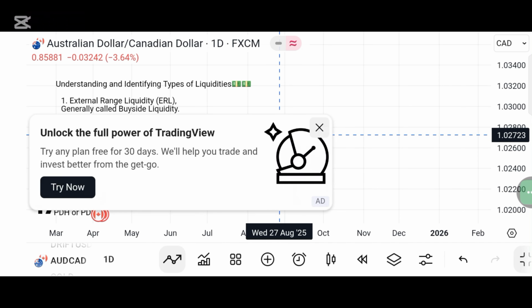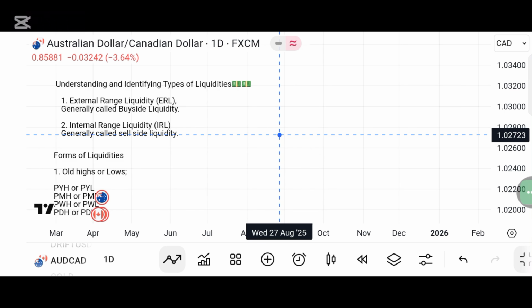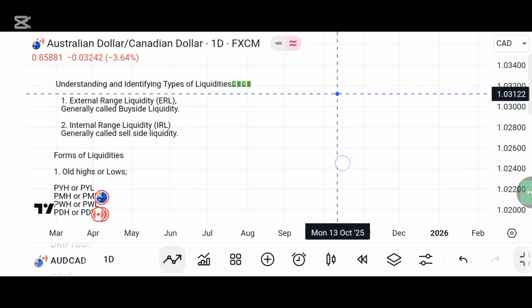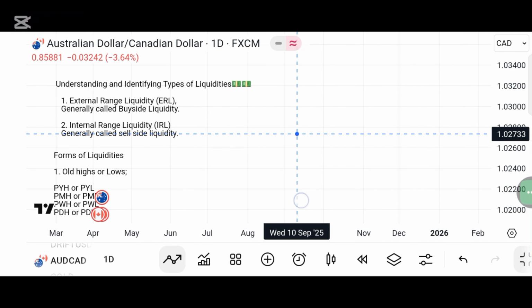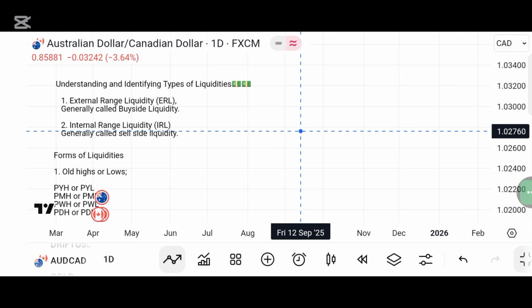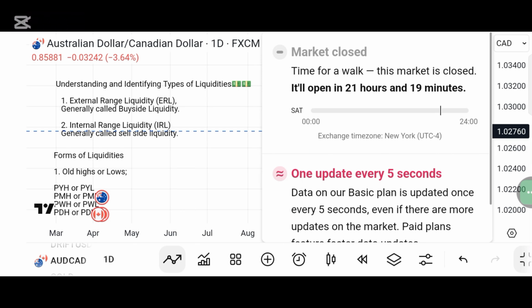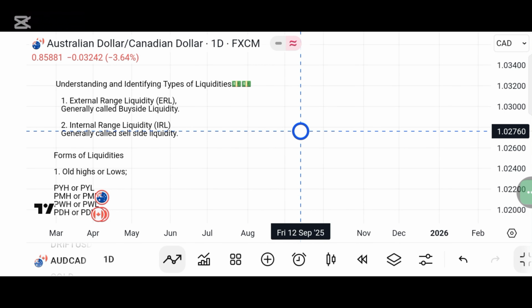So the external range liquidity. We know that the forex market is divided into three kinds of markets: the uptrend market, the downtrend market, and the consolidating market. And we know that what drives price is liquidity. Just like I said in the first video, liquidity is the petrol of price that aids price to move to a particular level in the market. Let me give you an illustration of what the external range liquidity is.